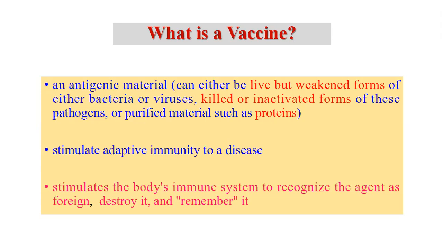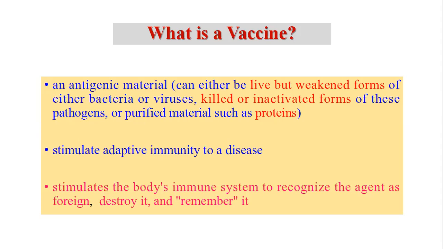So these antigens are administered either solely or together with another type of element, which are called adjuvants, for the production of vaccines.